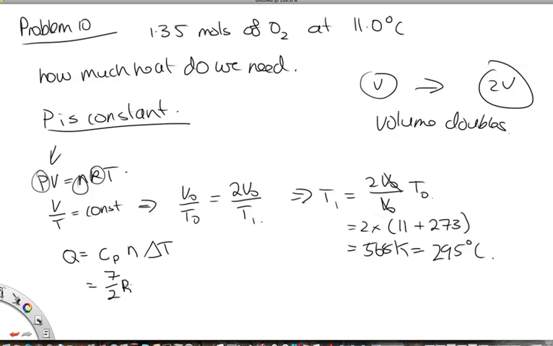Now that makes sense because it's O2, which has 5 degrees of freedom, 3 translational ones and 2 rotational ones. So F is 5. So this is F plus 2 on 2R, and then the number of moles we're told is 1.35. And the change in temperature is the final temperature minus the initial temperature. We can do that in degrees C, and with R equal to 8.314, that gives us 11,156 joules, which is equal to 11.2 kilojoules, to 3 significant figures.